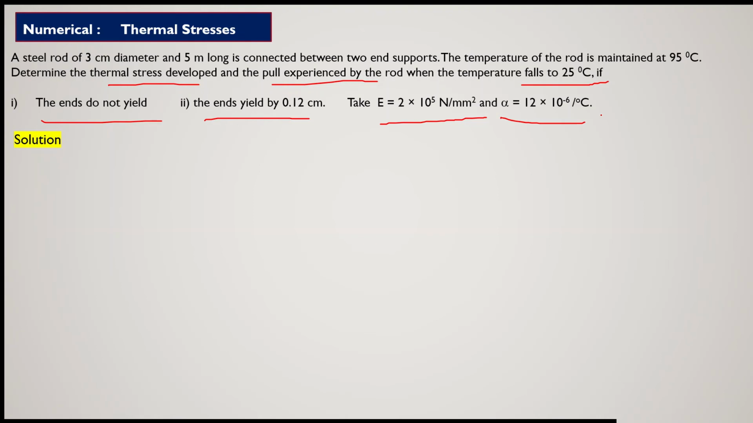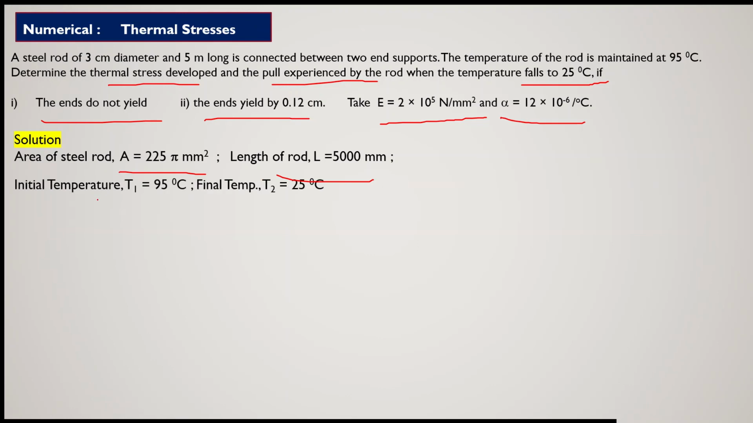So the solution of this problem: first of all we will be calculating the area of the steel rod, because it is a cylindrical shape. So pi by 4 d square is the formula for the area. The area comes out to be 225 pi millimeter square. Length of the rod is given as 5 meter, that means 5000 millimeter.